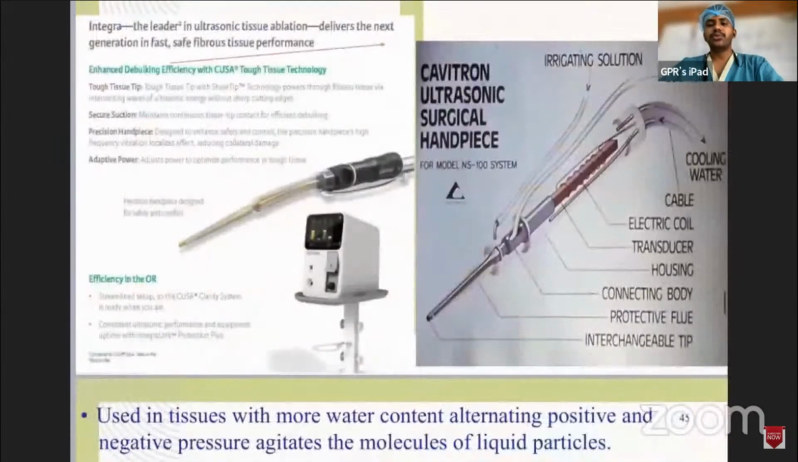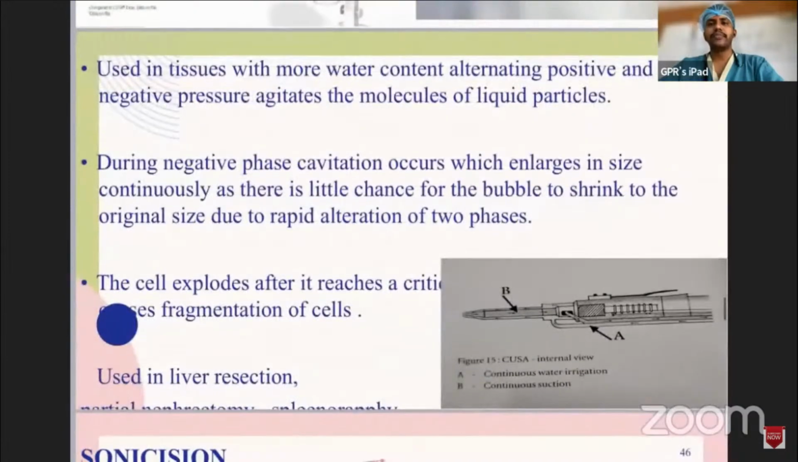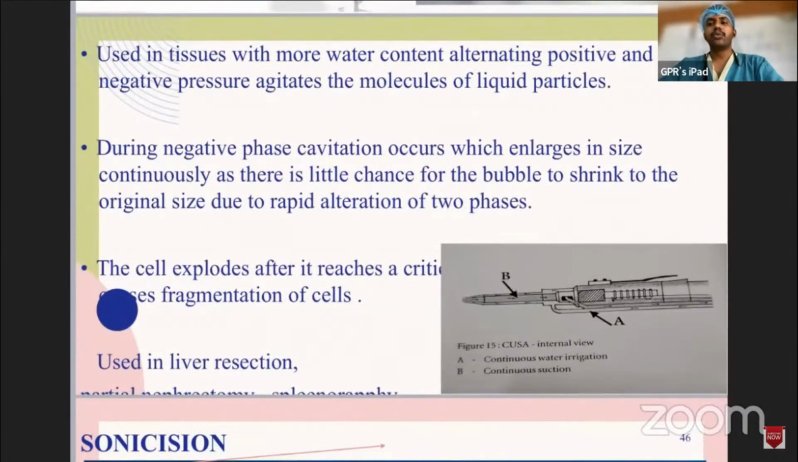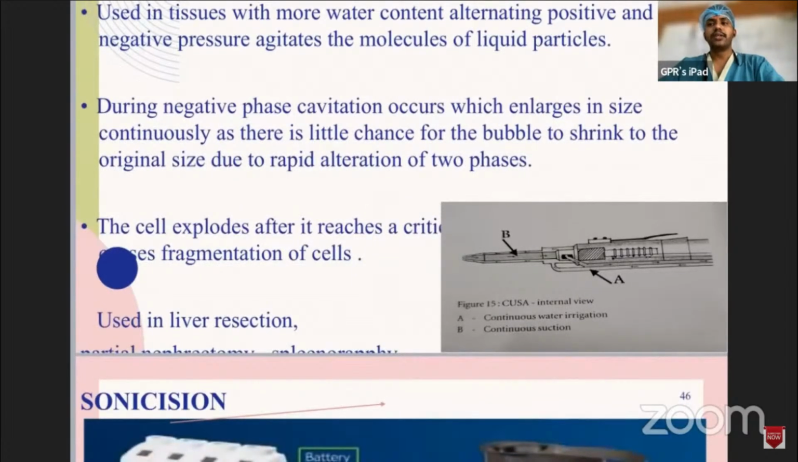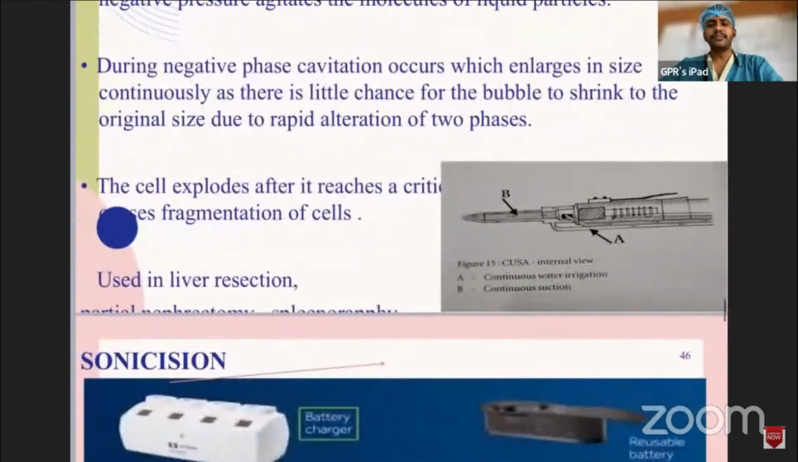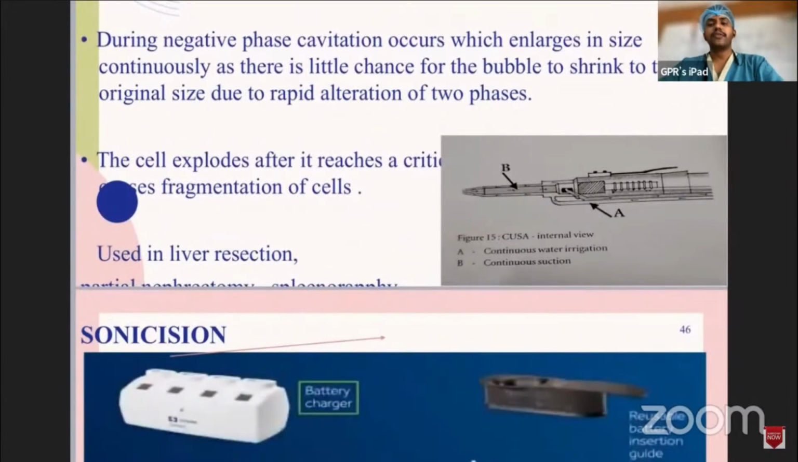The CUSA has its own advantage: it can cut the tissue, irrigate the field, and also aspirate the contents. It is used in places where there is more water content, with alternating positive and negative pressure that agitates the molecules of the liquid particles. During the negative phase of this cavitation, the bubble enlarges in size continuously, and there is a chance of bubbling within the tissue and rapid alteration of the phases. The cells explode into fragments, and they are taken in by the suction. This is used more for liver resection, sometimes for nephrectomy.